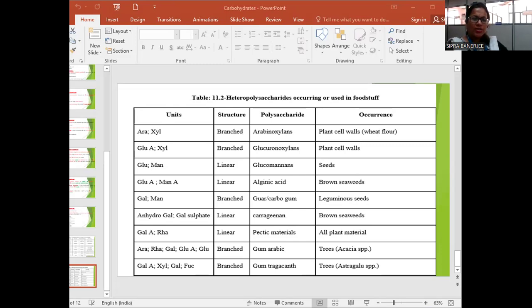Artificial sweeteners can be taken, but not too much. They can cause cancer. Alcoholic beverages also contain some sugar.